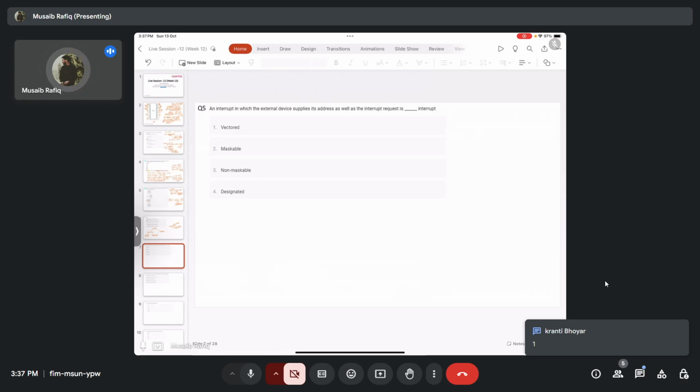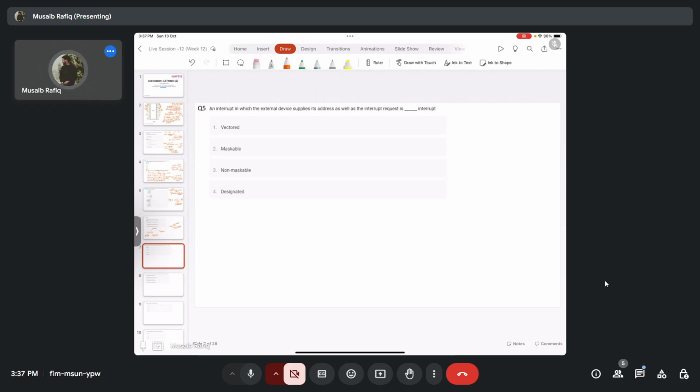Yes, thank you. So it's the vectored interrupt. Basically, in this type of interrupt, the interrupting device directs the processor to the interrupt service routine. So it's option A, vectored. In maskable, an interrupt whose service can be temporarily stopped from being served is called a maskable interrupt, and non-maskable is an interrupt whose service cannot be delayed.